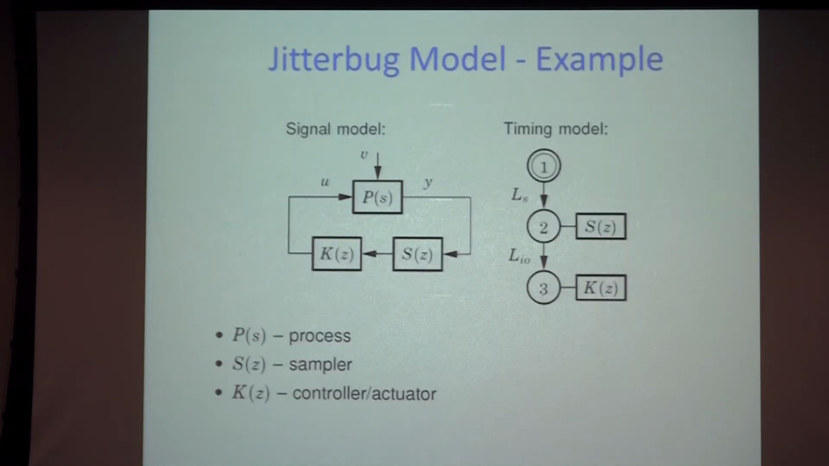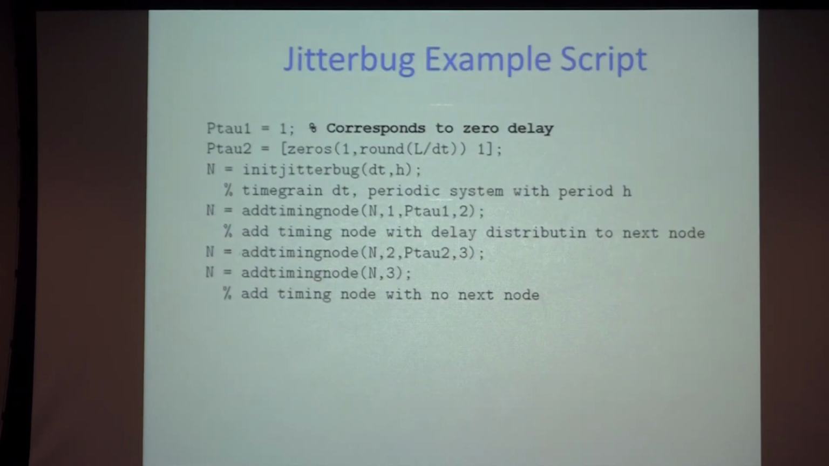There is another model where we just model the sampling delay and the input-output delay in a control loop executing on some microcontroller. From the sampling, we have the sampling delay, and then another delay, the input-output delay, and here we execute the controller and send out the control signal. So P is the process, S is the sampler, and K is the combined controller and actuator.